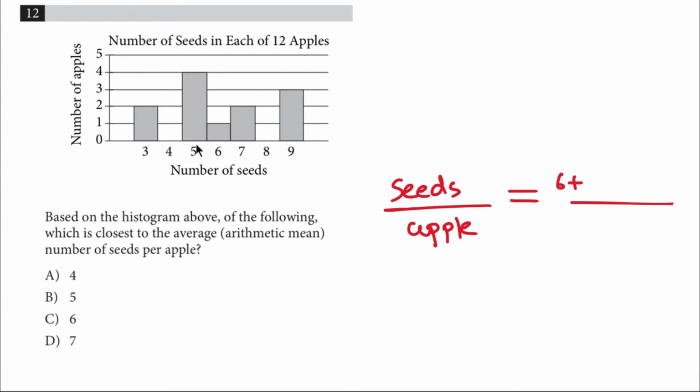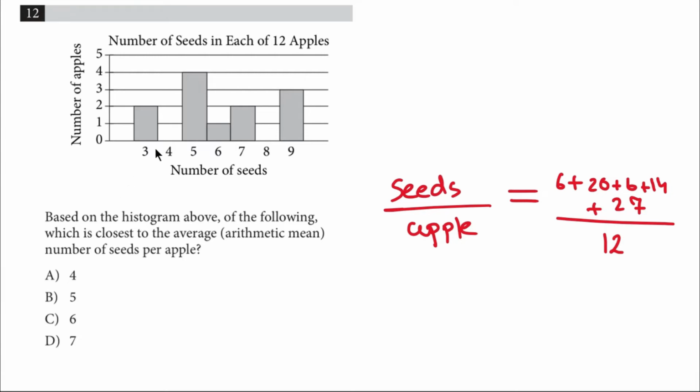Plus, you got 5 seeds in 4 apples, that's 20. Plus, you got 6 seeds in 1 apple, that's just 6. And you got 7 seeds in 2 apples, that's plus 14. Then you got 9 seeds in 3 apples, that is plus 27. And how many apples do you have? Well, it says we have 12 apples right here, so let's divide everything by 12.